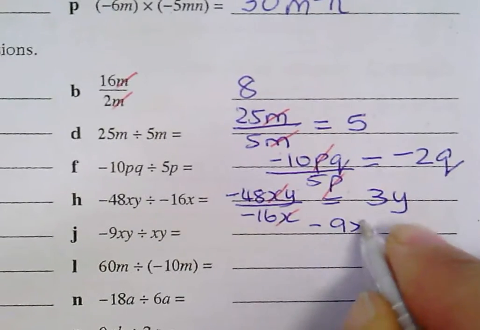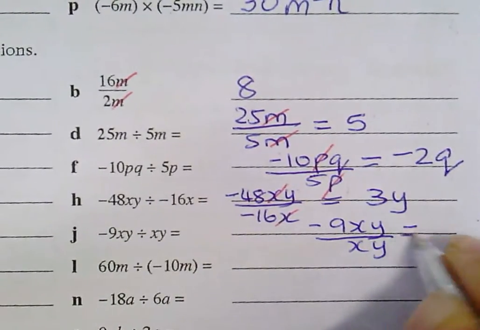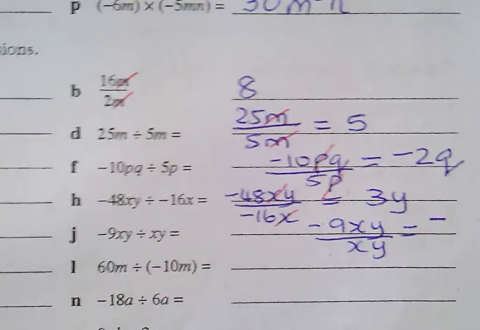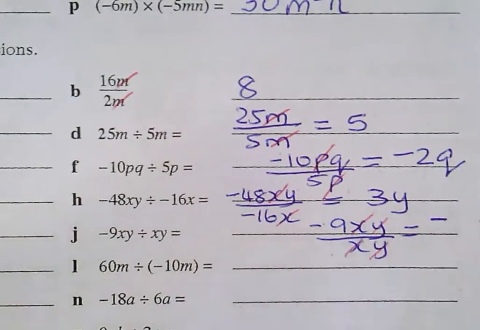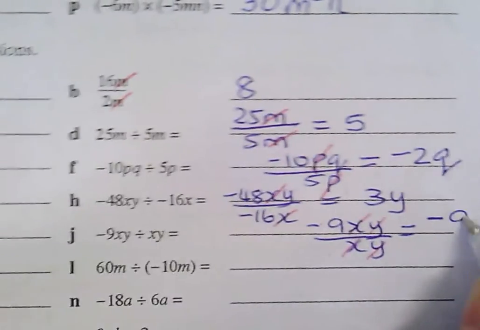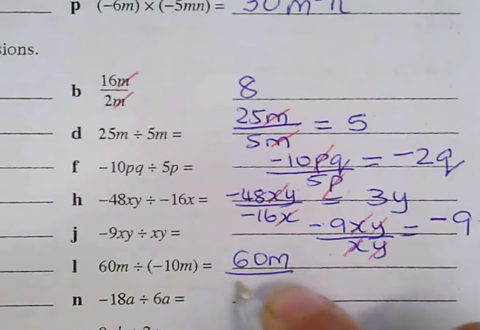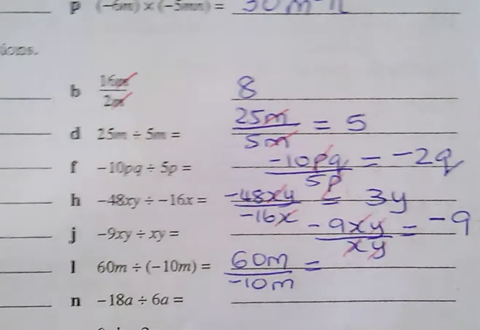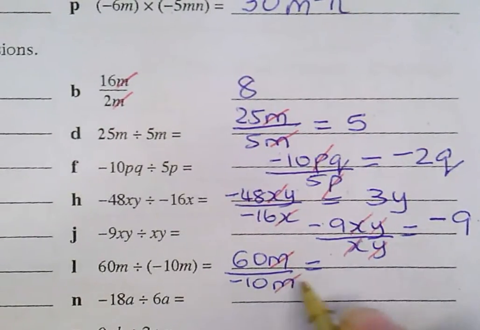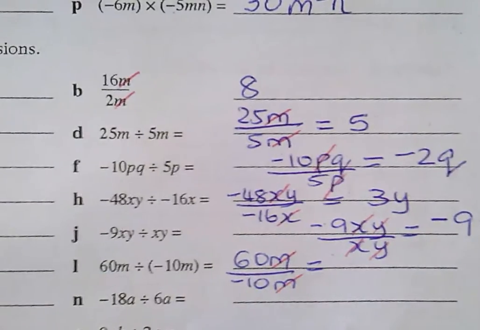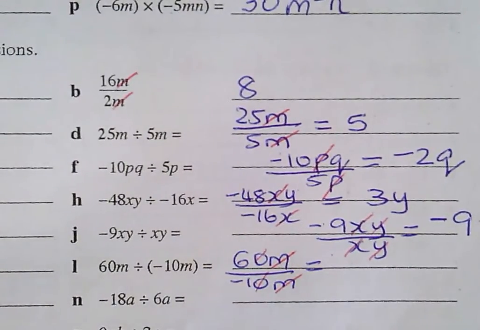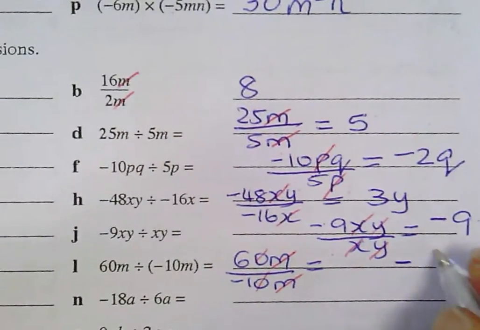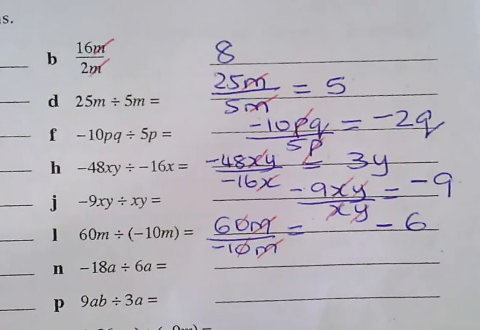Next one, negative 9xy over xy. That's a negative divided by a positive is a negative. What cancels? The x's and the y's. What are you left with? Negative. Good. 60m divided by negative 10m. What's a positive divided by a negative? What cancels? And the zeros too. Because 60 divided by 10 is 6. Yeah. So it's negative 6. Good. Because 6 divided by negative 1.